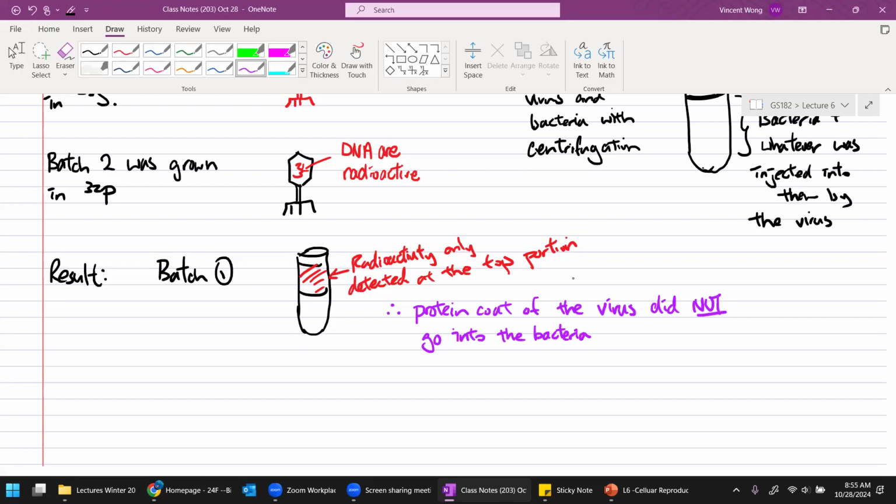Now you got to understand, this only shows the protein didn't go in. It does not actually show the DNA went in, because there's no way for us to know where the DNA is. Maybe the DNA stayed outside too. Which is why they needed to do the second half of the experiment with batch number 2.